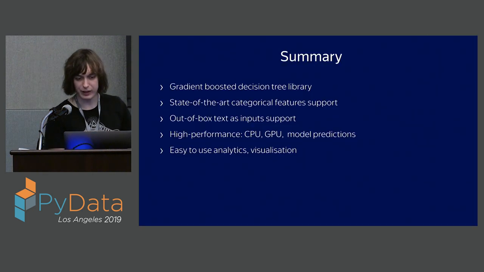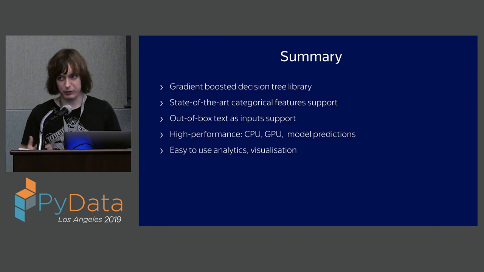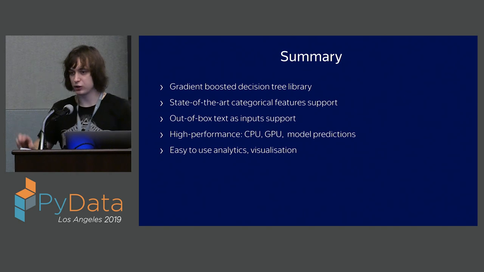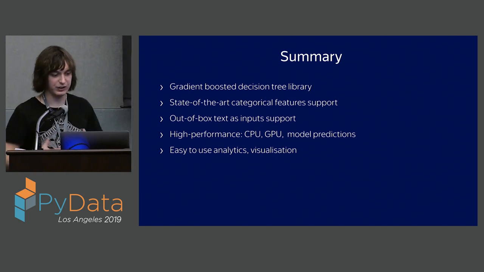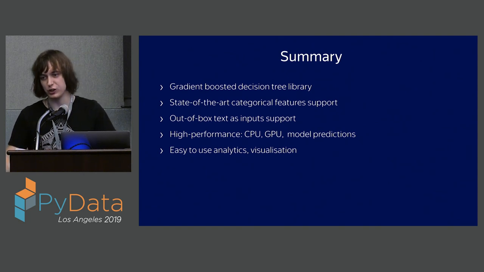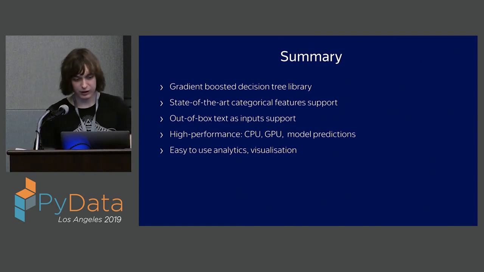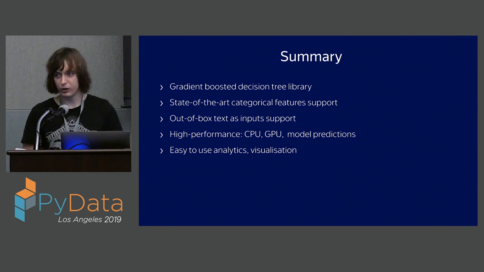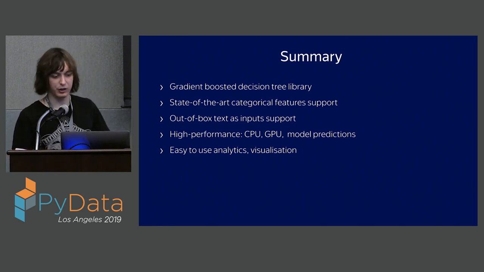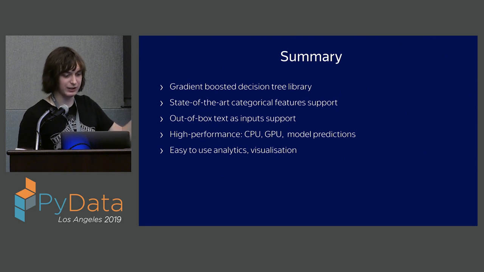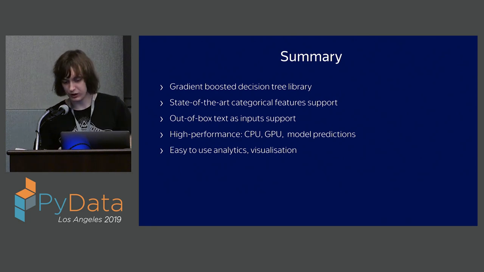Okay, so wrapping up, today I've talked about CatBoost. It's a gradient boosting decision tree library. We have a state-of-the-art approach to deal with categorical features. We could work with text, but you will need a GPU for now. We have high performance implementations on CPU and GPU, and we could solve latency critical tasks when you need predictions. And finally, we have a very easy to use analytical and visualization toolkit.